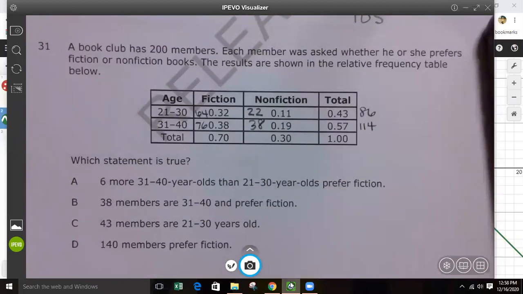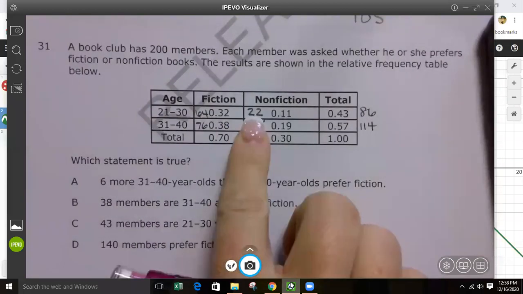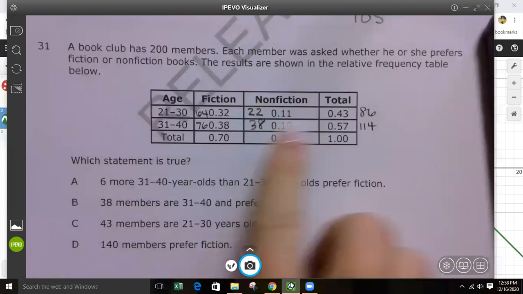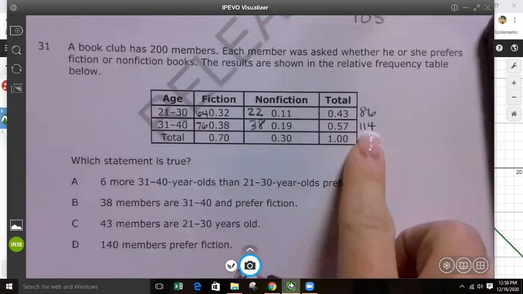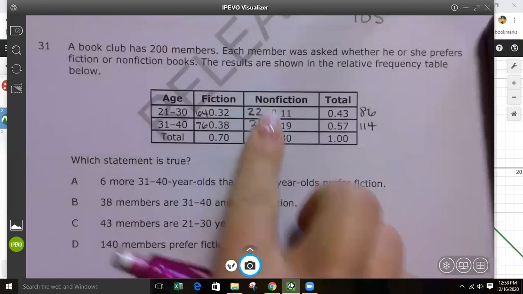31 to 40-year-olds. If you want to do the 0.70 in that as well, you can, or you can just add them up. So if you guys look, 64 plus 22 is 86. 76 plus 38 is 114. So for your totals, you can just add the numbers you already had. So you only really needed to do these four.